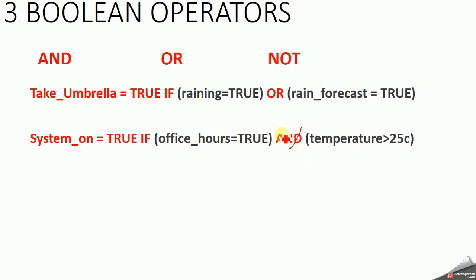What happens if this was an or? How's that going to change it? So, office hours is true. Let's imagine we're Monday, and the temperature in the office is a cold 10 degrees. The aircon is going to turn on. The reason is because it's or. So either that one has to be true or that one has to be true. As long as one of them is true, the aircon will turn on. You see the problem with that?